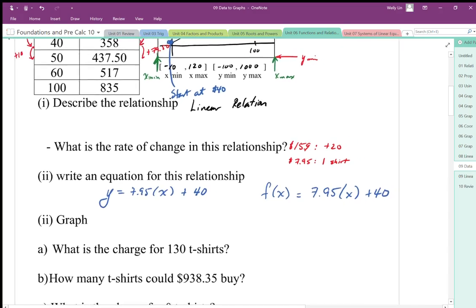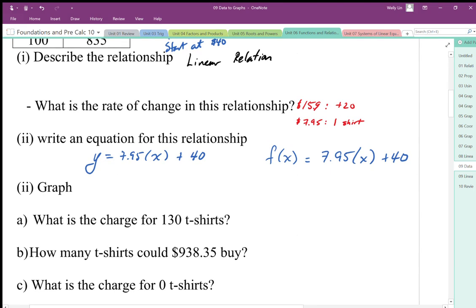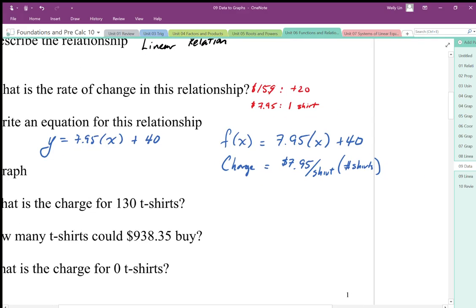So I want to know, what is the charge for 130 shirts then? Well, now I have an equation. So this is my charge is equal to $7.95 per shirt times the number of shirts plus the original charge of $40.